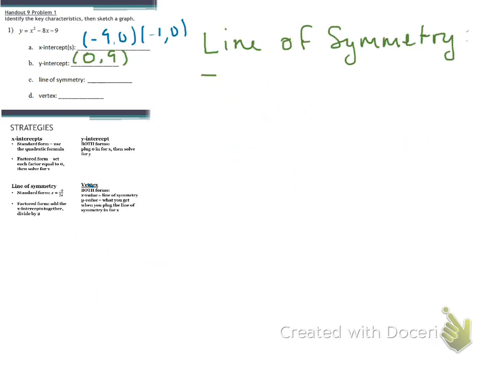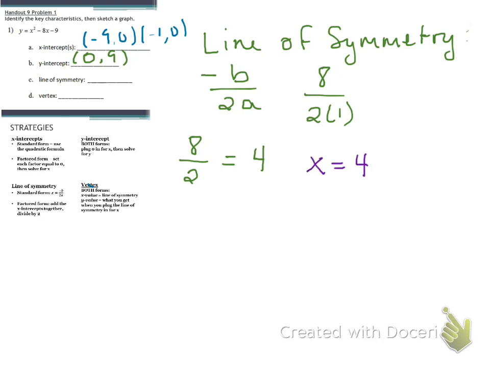For the line of symmetry, we're going to use the equation negative b over 2a. So the opposite of negative 8 is 8. The a value is 1. So we have 8 divided by 2 times 1, which is 8 divided by 2, which is 4. And then you want to write it as x equals 4 because the line of symmetry is an equation. It's not an ordered pair.